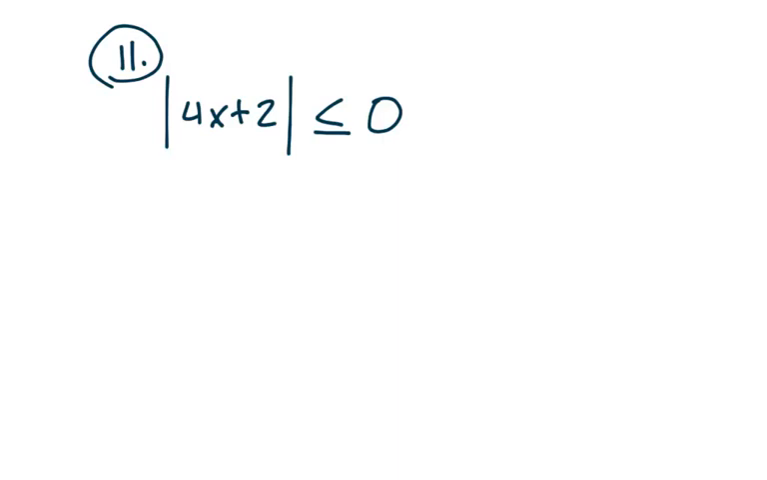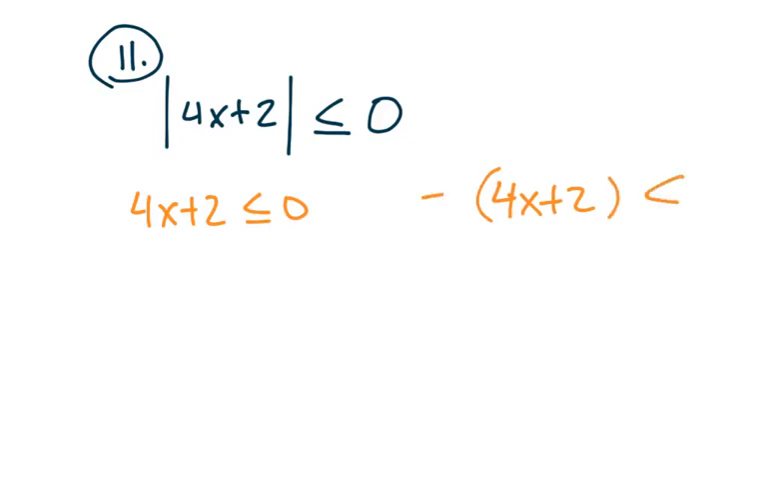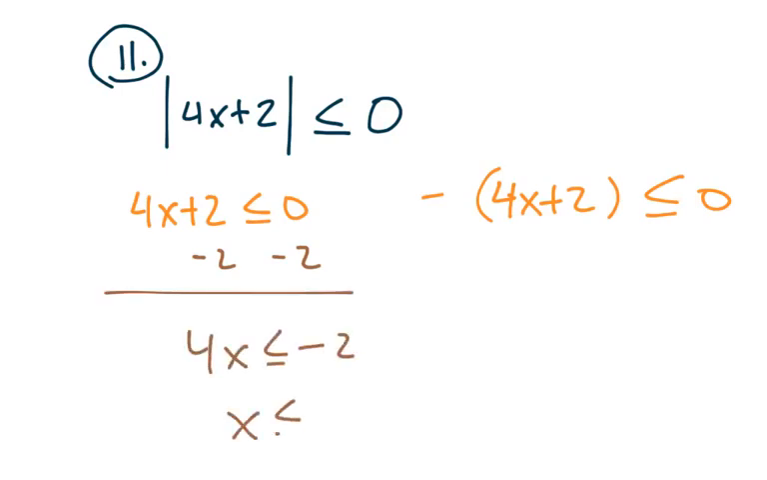Okay, this is another special sort of situation. Let's think about this for a little bit. If we solve this one, we're going to get 4x plus 2 is less than or equal to 0. And then we could also get 4x plus 2, the negative version, is less than or equal to 0. And as I solve this, I subtract 2. 4x is less than or equal to -2, so x is less than or equal to -1/2.